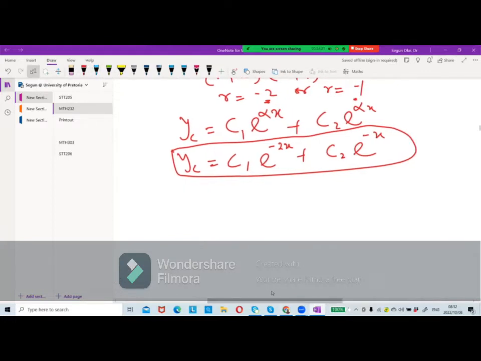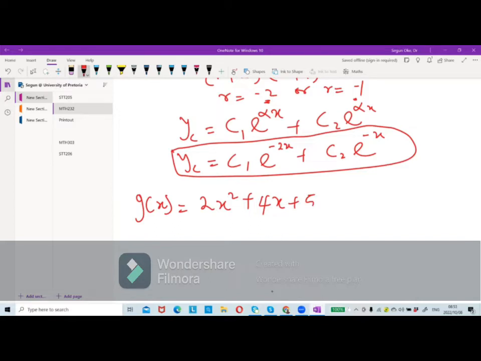So now our g of x. g of x is equals to, what's the value, please? 2x squared plus 4x plus 5. 2x squared plus 4x plus 5.